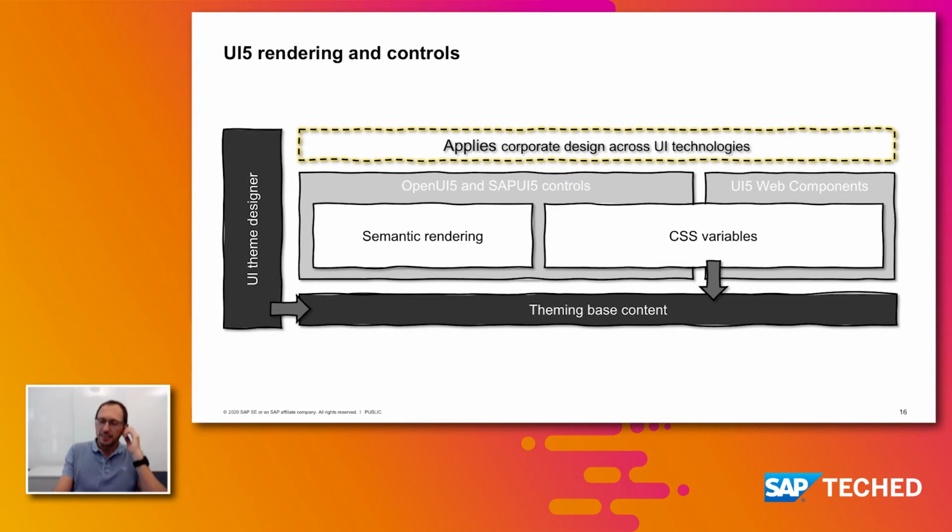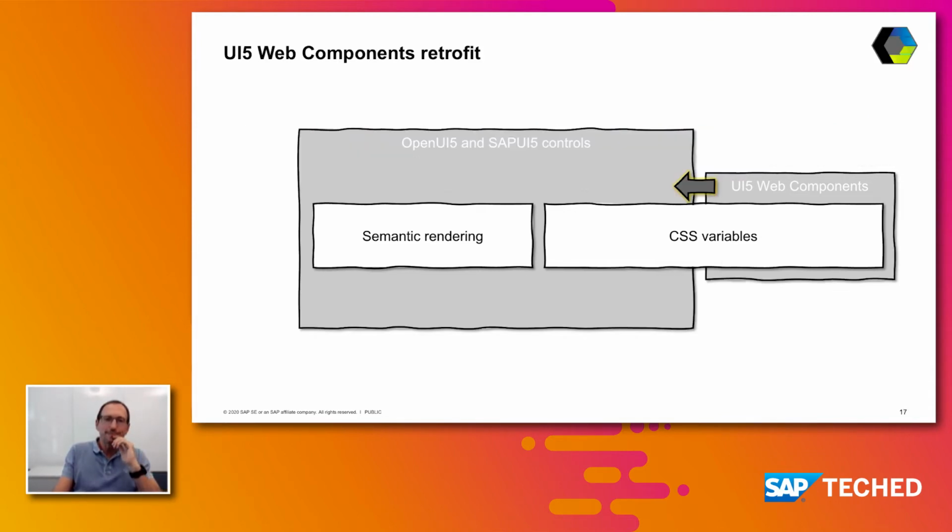But now, what happened? I mentioned it already. We have more or less implemented web components now for some very important controls, and we now have two implementations. We have a control implementation for the button, and we also have a web component implementation for the button. And this was quite bad.